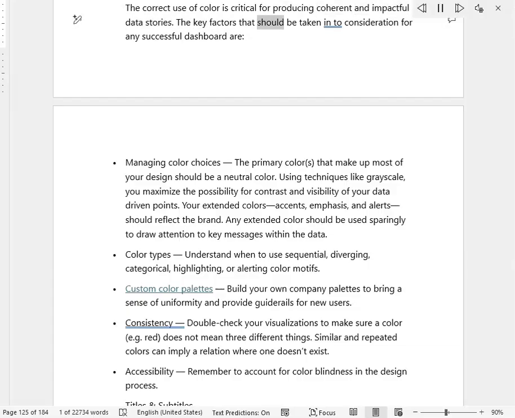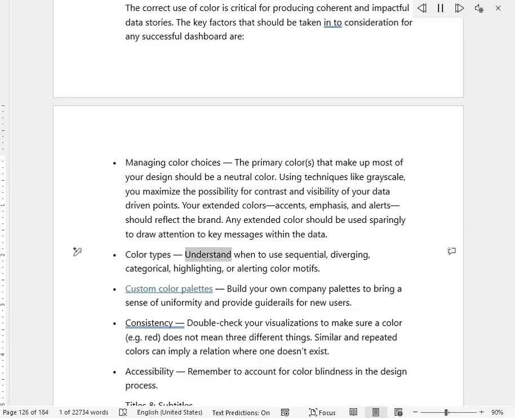The key factors that should be taken into consideration for any successful dashboard are: managing color choices. The primary colors that make up most of your design should be a neutral color. Using techniques like grayscale, you maximize the possibility for contrast and visibility of your data-driven points. Your extended colors, accents, emphasis, and alerts should reflect the brand. Any extended color should be used sparingly to draw attention to key messages within the data.